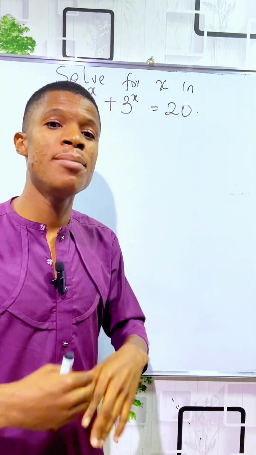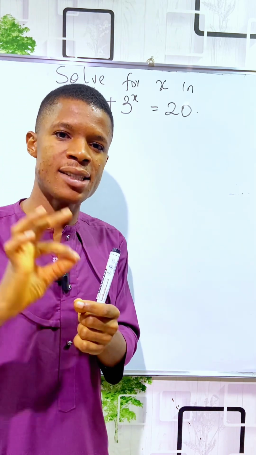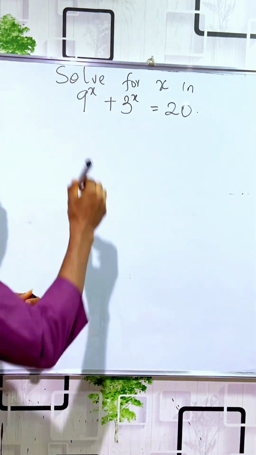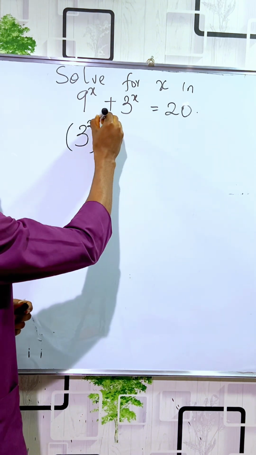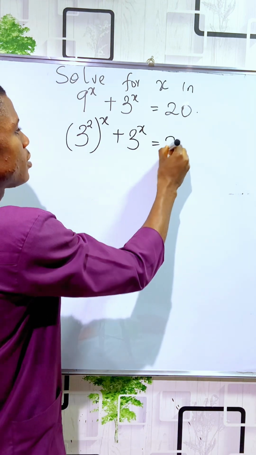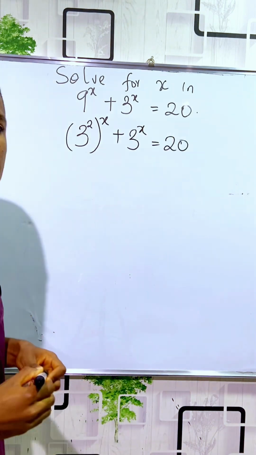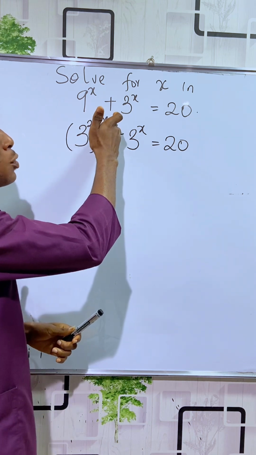We can actually make the two to be in the same base. Recall that 9 is 3 times 3. So you can now see 9 in base 3 is 3 squared, then raised to the power of x, plus 3 to the power of x is what? 20. Okay, here you can see we have 3 squared raised to the power of x.